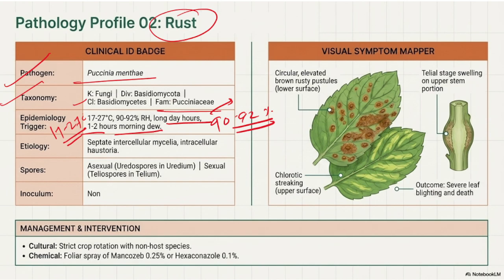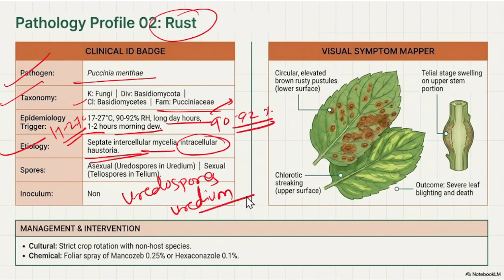Then etiology: septate intercellular mycelium or intracellular haustoria. They also produce spores. The asexual spore is called the aeciospore in the aecium, and the sexual spore is the teliospore in the telium. Telium is the body that produces the teliospores. For inoculum, no inoculum was seen. So here we study the visual symptoms.